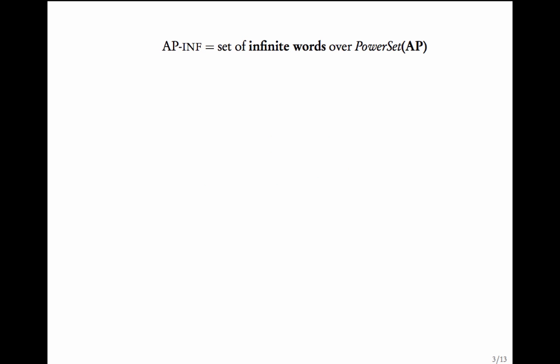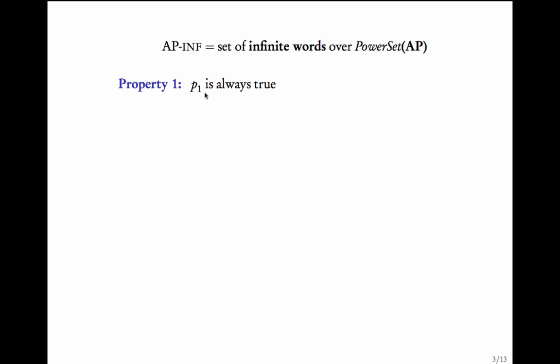Let's start easy. Let's start with the set of infinite words over power set AP. This is assuming that I have AP, which is a set of atomic propositions. Power set of AP is the set of sets of atomic propositions. And we look at words formed using letters from this alphabet. We have seen this multiple times.